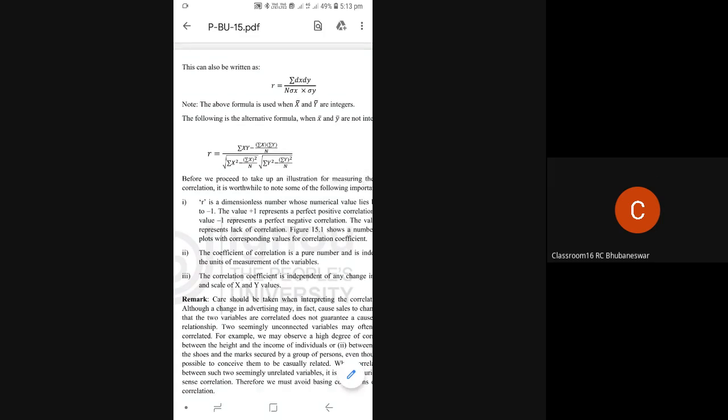Next formula: sigma dx dy whole divided by n, the number of observations, into the standard deviation of x into the standard deviation of y. Further, the same formula can be written as sigma xy, the direct formula, minus sigma x into sigma y divided by the number of observations, then divided by root of sigma x square minus sigma x whole square divided by n, which is the formula of standard deviation, into root of sigma y square minus sigma y whole square divided by n.